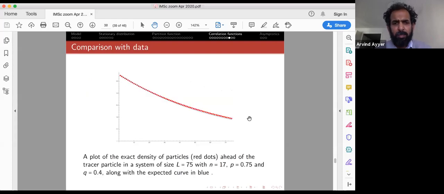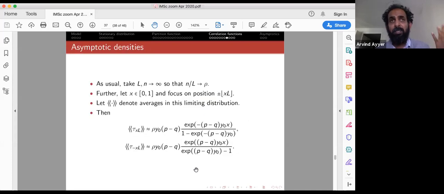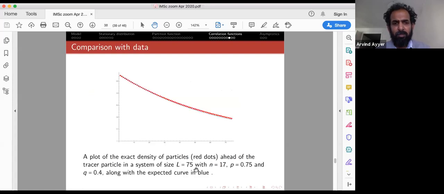So before that, here's a comparison. Again, because this is not really rigorous at that level, I took this just to show you a comparison with the actual formula. So these are not simulations, by the way. This is a plot of the exact density of particles using the formula, using the theorem, in red, and the asymptotic formula in this blue curve. And I've taken large L and some arbitrary values of N, P.